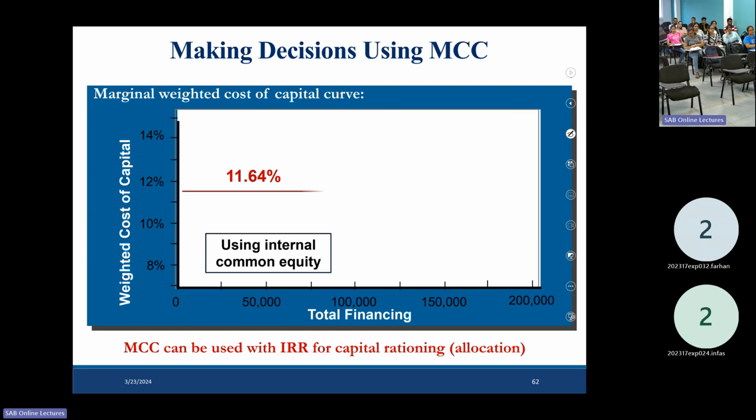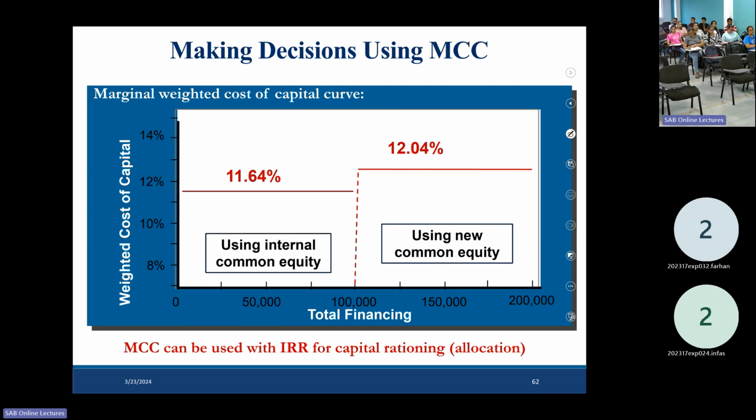Look at this one. Now here, this is total financial. This is weighted average cost of capital. Okay. So here you can see up to 100,000 total capital requirement, the weighted average cost of capital is 11.64%. When your total capital requirement exceeds this 100,000, you can see there is a jumping break point.